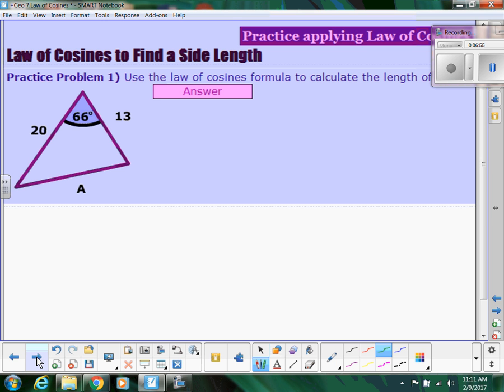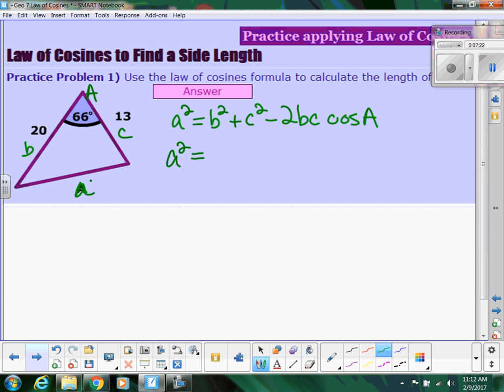So again, this is my A, and then this is my angle A. So then this would be B and C. So we want to use a squared equals b squared plus c squared minus 2bc cosine of A. All right, we're using that version. All you're doing is plugging in what you know. So a squared equals, my b is 20, c is 13, and then we're plugging that in again. Oop, I did that backwards. That's all right. It's all multiplied. And then cosine of 66 degrees.